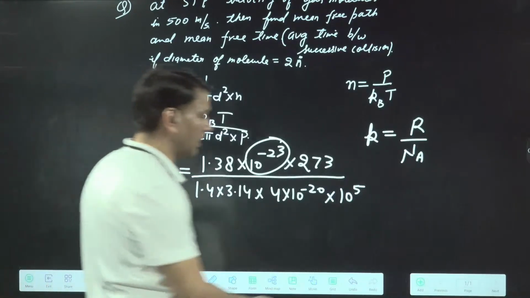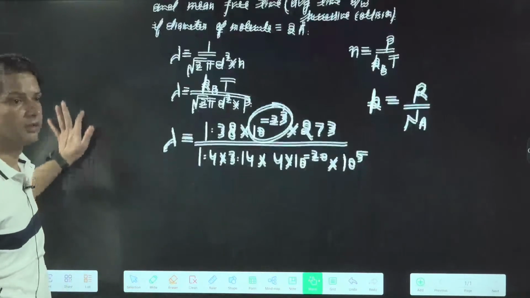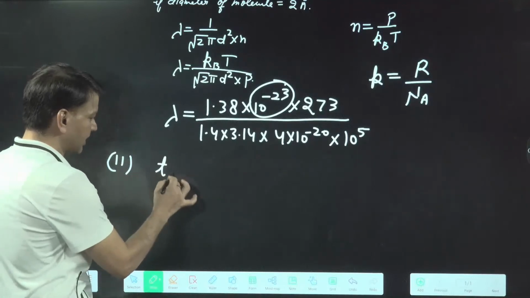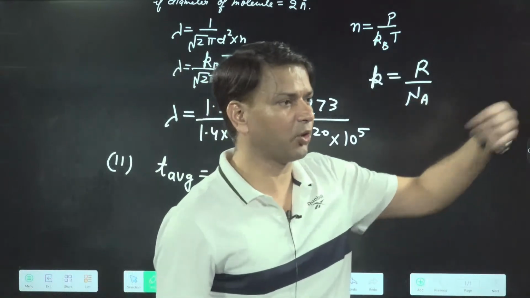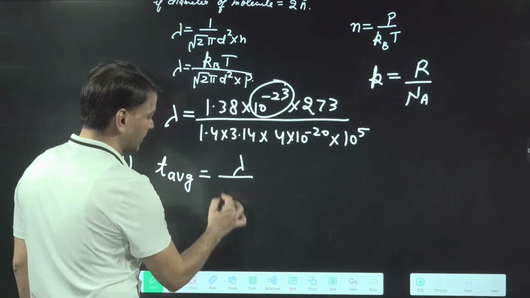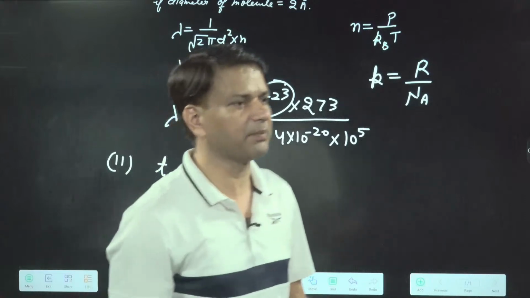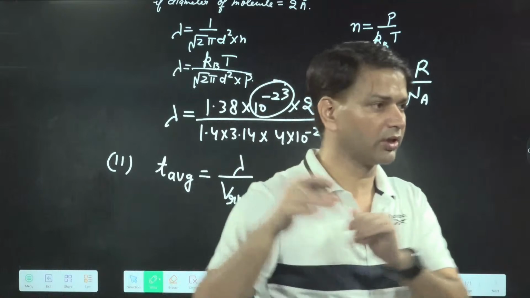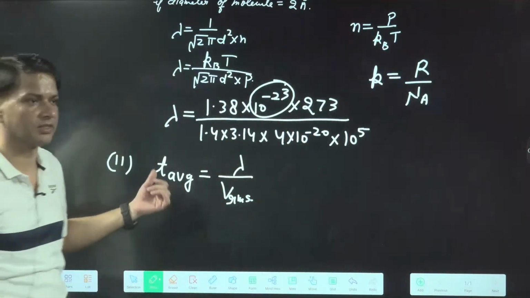Next, how will you find the average time? The average time we find as T average, that is the mean free time. Time is distance upon speed, so average distance upon average speed. What is the average distance? That is lambda. And what is the average speed? V RMS, or whatever we take. The speed they have already given is 500 meter per second. In the case of gas molecules, we assume that gas molecules are moving with RMS speed. So the average speed we take as RMS.